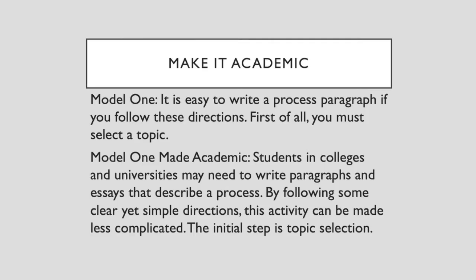Here's an example. Really easy. It's easy to write a process paragraph if you follow these directions. First of all, you must select a topic. And then I've gone through and I've made it more academic. I've added details, I've changed vocabulary, I've used more complicated grammar and syntax, and students will analyze this, and then in small groups, I will give them a model that is simple and ask them to make it academic, following the same rules and guidelines.